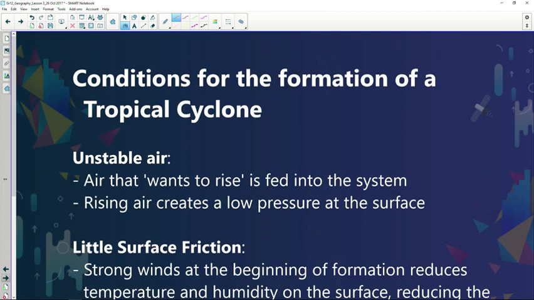And very importantly, when a tropical cyclone starts to form in the initial stage, it needs perfect conditions: warm ocean temperatures, high humidity. And very importantly, it needs a friction-free surface. What does friction-free mean? It means it needs to be a smooth surface for this tropical cyclone to form. There mustn't be any disturbances.